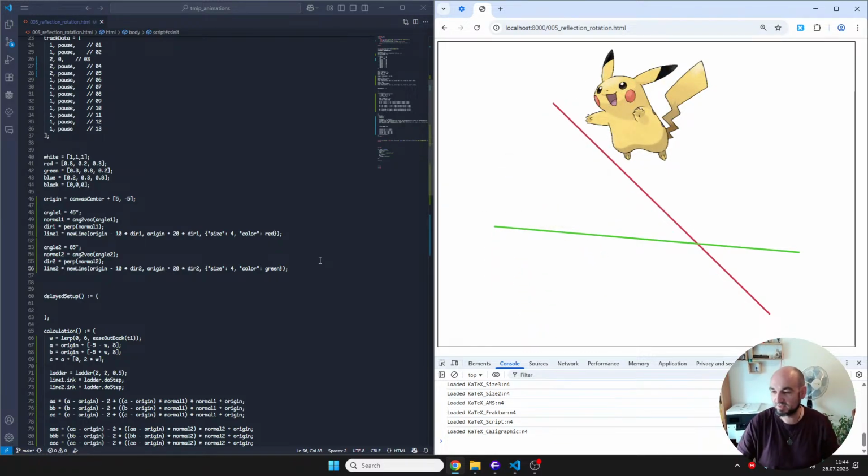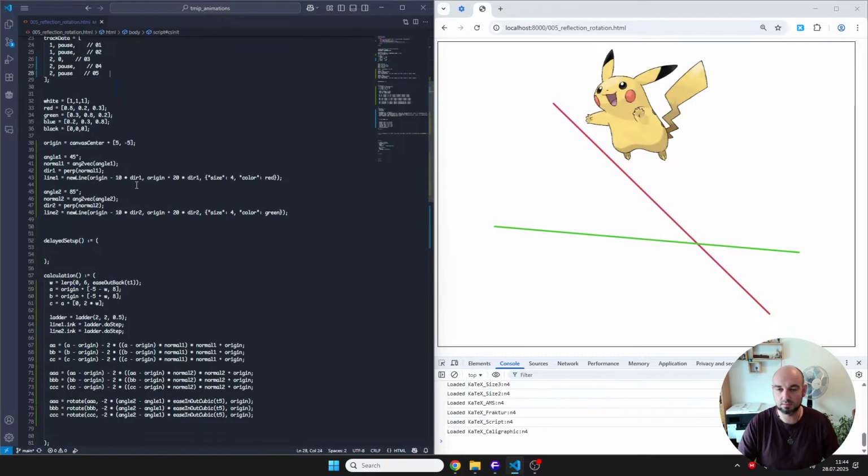Fantastic, and this is a very simple animation now for why 2 reflections correspond to a rotation around the intersection point. Let's see, we stopped after 5, right? So let's render it out. I hope that works now.